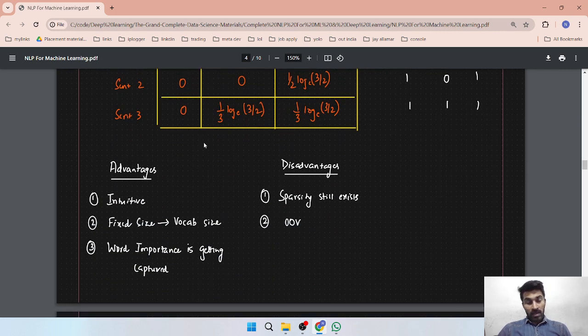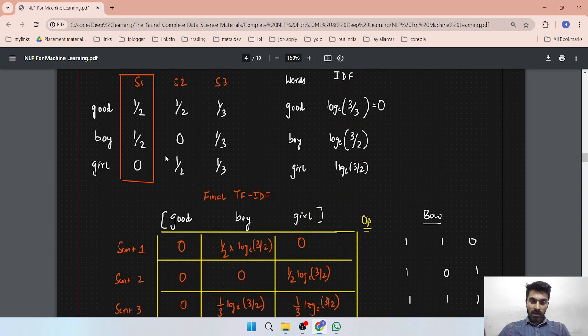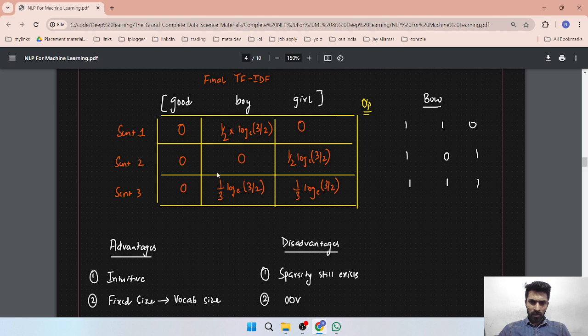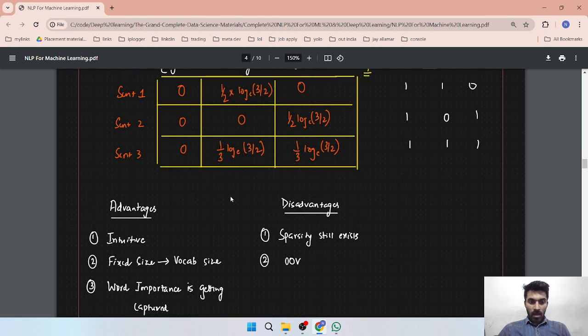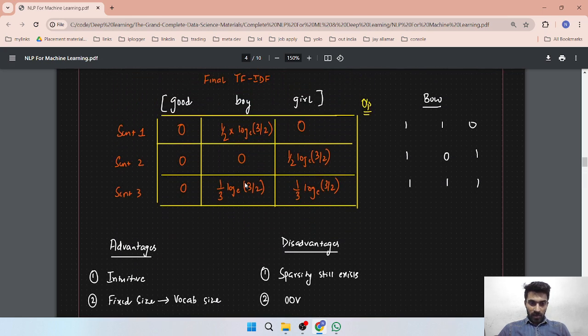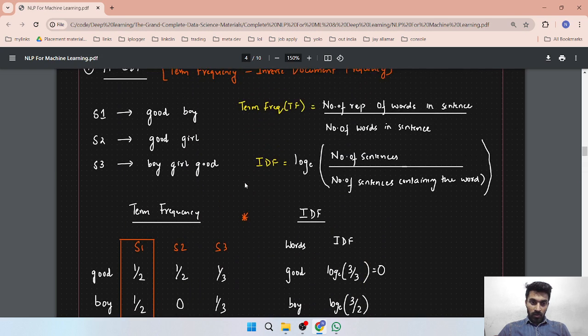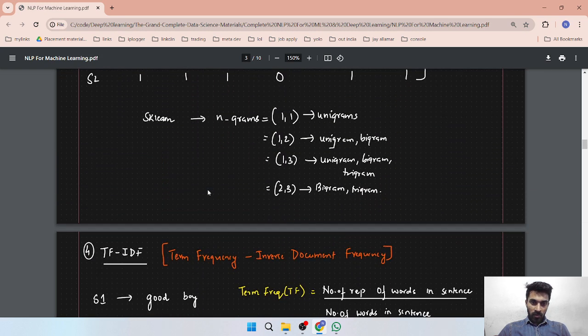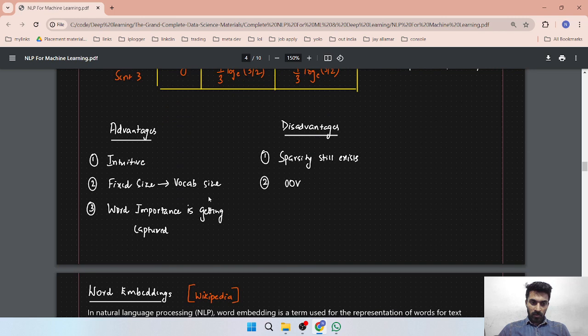Now what are the advantages and disadvantages? It is intuitive. Basically it's a simple formula. Now we have a fixed size vocab size. Here also we will create a sparse matrix, and we will give some weightage. Let's come to this point. Firstly, we will discuss the disadvantages.